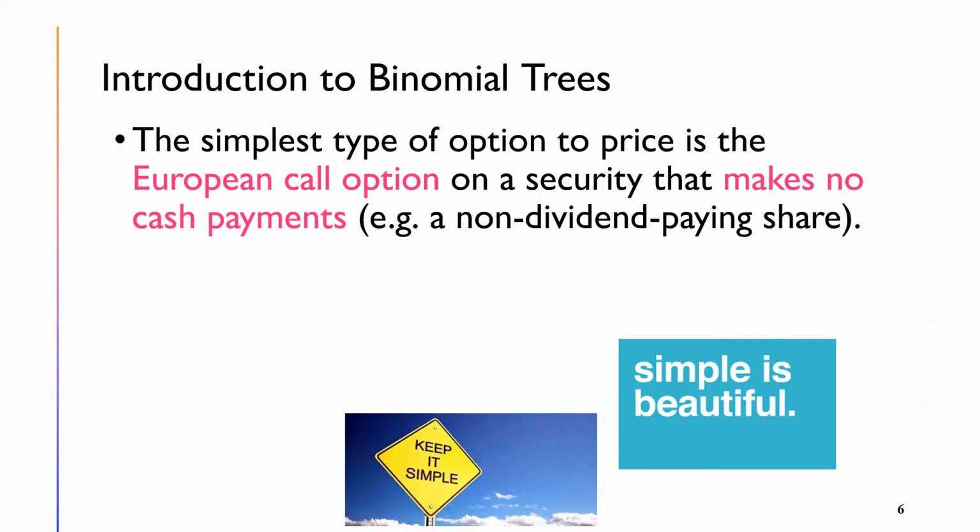The simplest type of option to price is the European call option on a security that makes no cash payments. For example, the underlying asset is a non-dividend paying share. We shall start by learning from the simplest form. From there, we will move on to more complicated forms such as a two-step binomial model and American options.